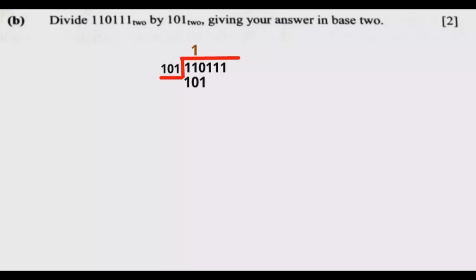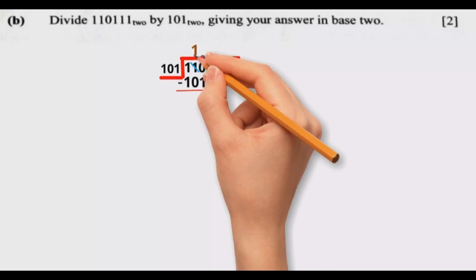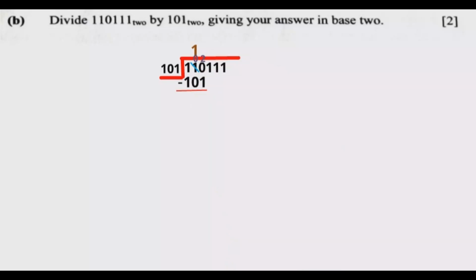Then we subtract the number which has been multiplied. So we say 0 minus 1. It can't, so we borrow from this one. Then it becomes 2 because it is in base 2. Then 2 minus 1 is 1. Then 0 minus 0 is 0, and 1 minus 1 is 0. So the answer is 1.